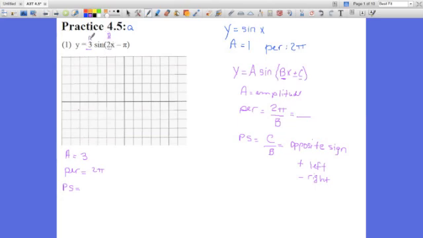And it's okay to put this up here if that helps. b is 2. 2 pi over b is going to end up being 2 pi over 2, and the 2's will cancel out, leaving pi. So our period is pi. And the phase shift, c over b: c is pi, b is 2, so we'll have a phase shift of pi over 2. The negative means left, opposite that means we're going to go right.